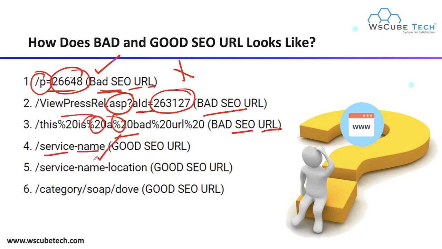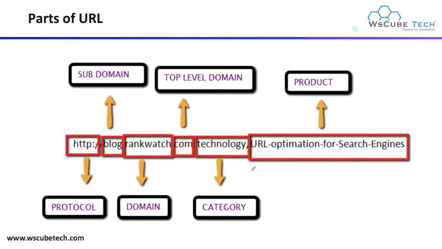But in the next one you can see the service name. So it's clearly defined that this particular web page gives us information about the service name and location. This also gives you the same information. Again you have a breadcrumb here: your first category, then soap, then dove. It means this web page is about this particular dove, and that is a category under soap, and that again is your category here. So this is your good SEO URL.